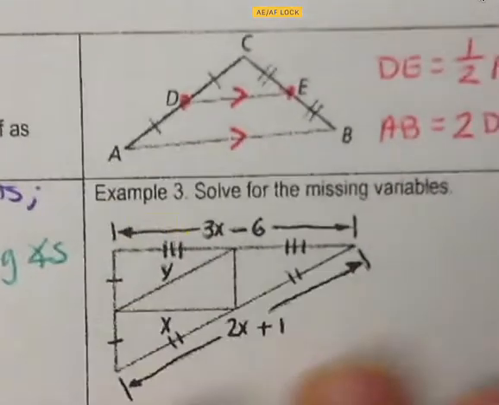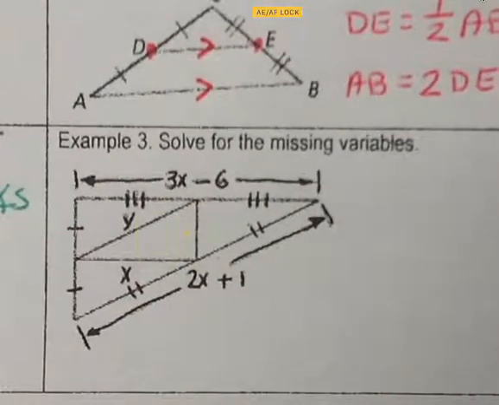This last example, we're going to solve for the missing variables. On this one, we have both x's and y's, so we have to make sure that we're really careful about which sides go with what. On here, we have no parallel lines, because it doesn't have any of the arrows. We don't know the lengths of anything, so we can't say half as long, but we do have tick marks, and tick marks mean congruency. So we could potentially have midpoints.